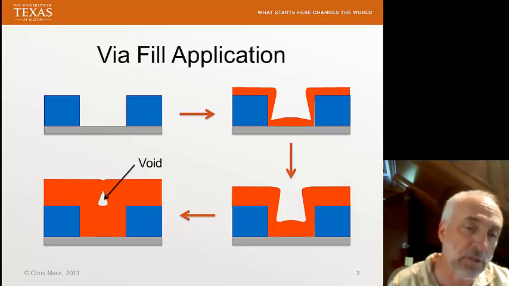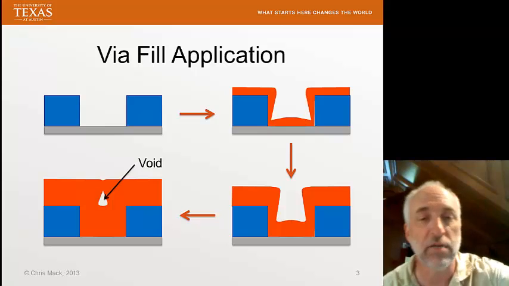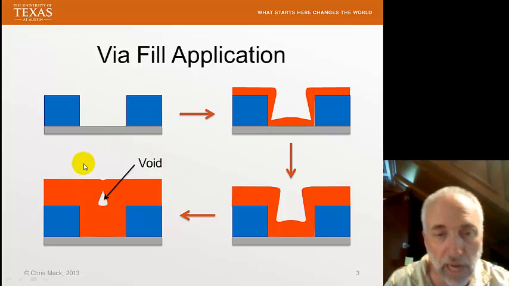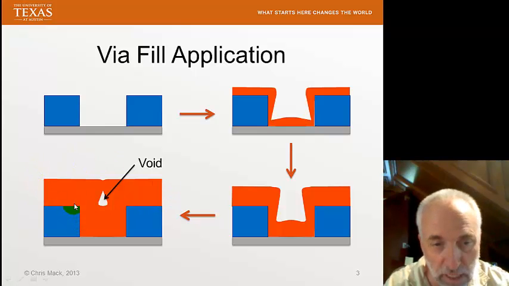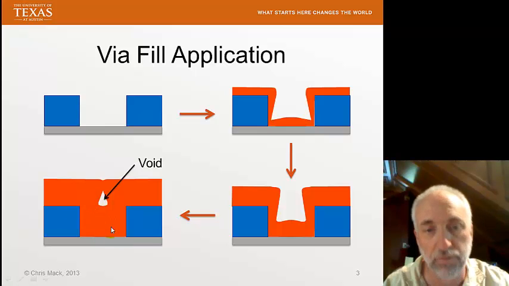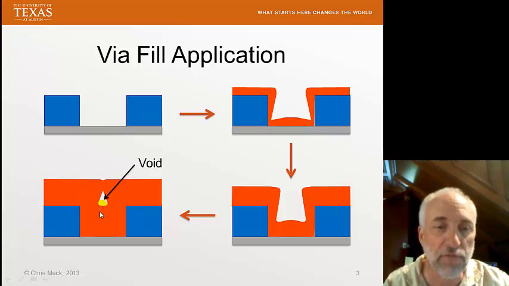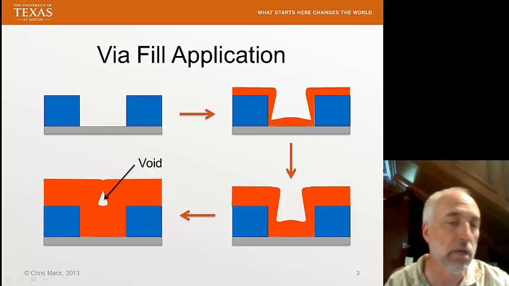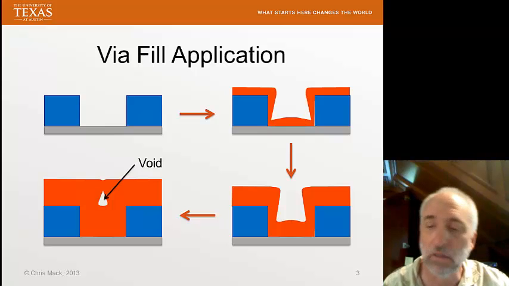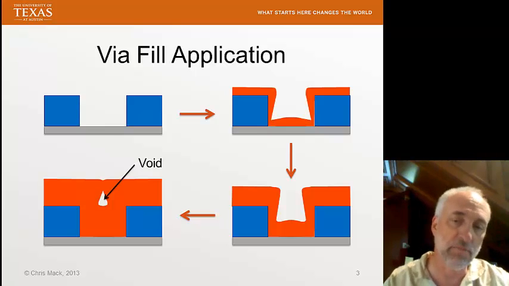Eventually what I want to do is planarize. I want to come down with a polishing pad and polish off all this top stuff so that the only thing I have left is this filled up via, filled up with the metal. But this void can cause some damage, some defects in this fill, and in fact the void might survive. It might actually stay in the via fill and cause a reliability problem.